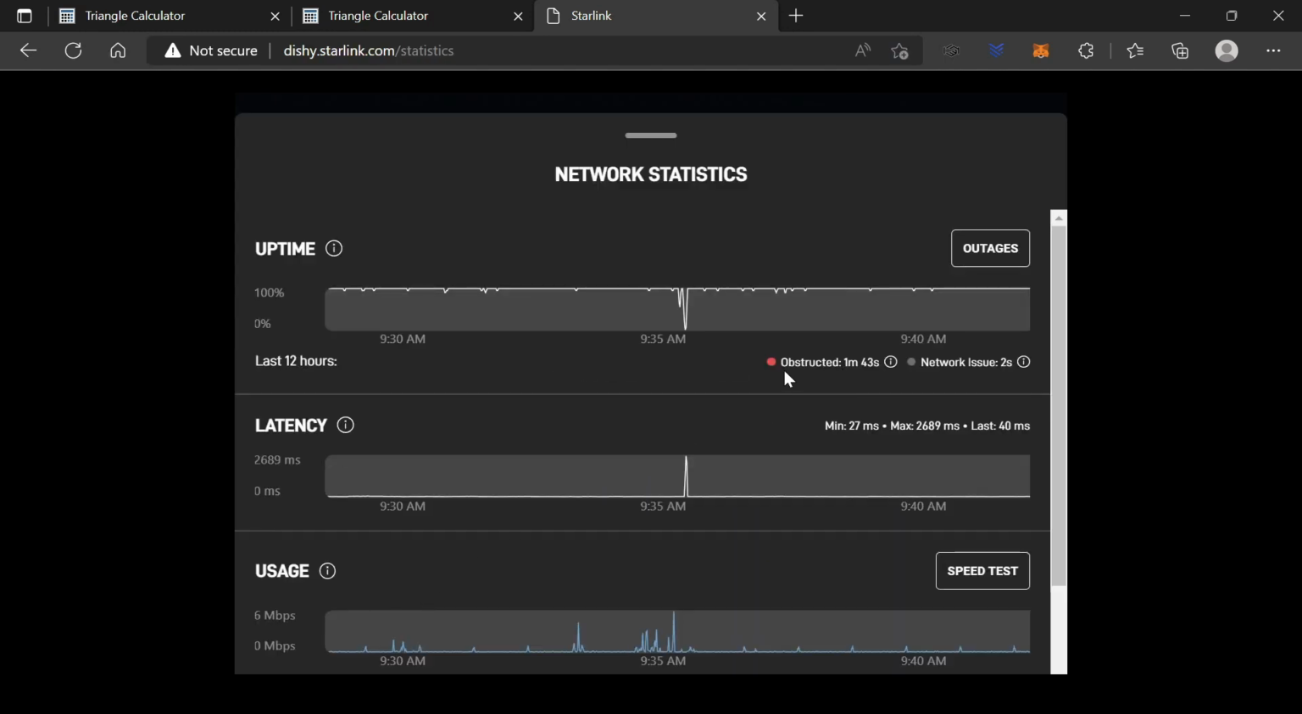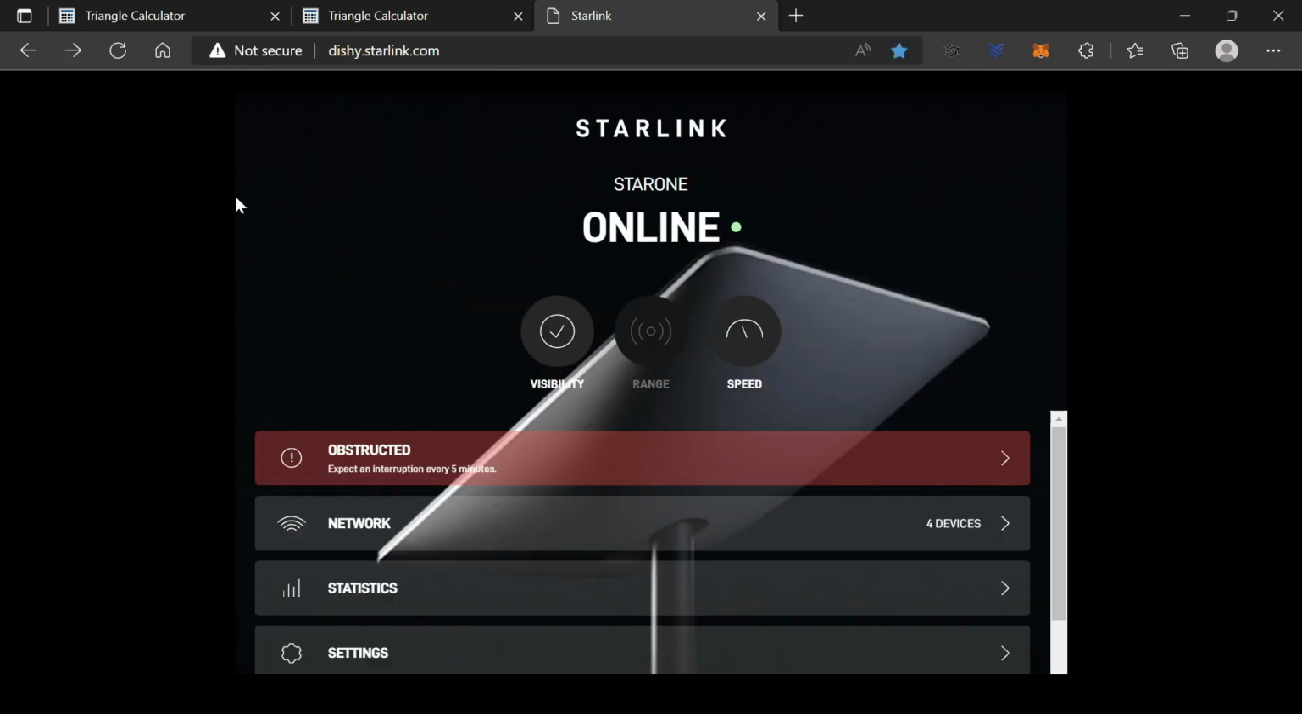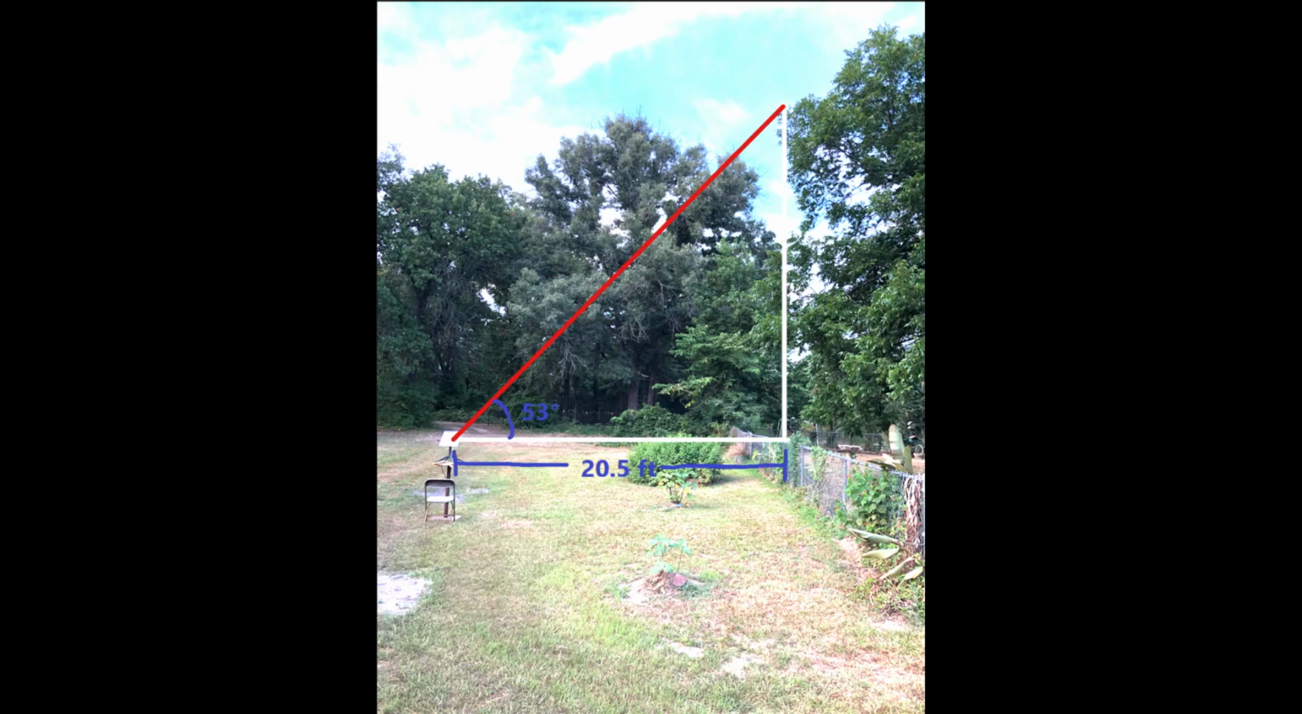Also, let me show you the statistics. Obstructed, 1 minute 43 seconds out of 12 hours. And this changes every 12 hours. It really does. It ranges up to about 3 minutes. But what I'm going to try to do is use a triangle to solve my problem.